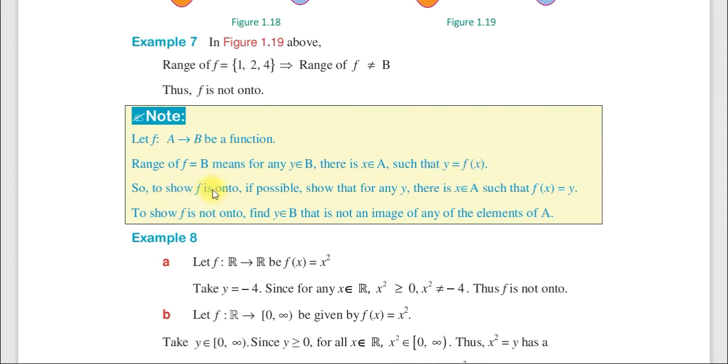So to show f is onto, if possible, show that for any y there is x an element of A such that f of x is equal to y. To show f is not onto, find y which is an element of B that is not an image of any of the elements of A.